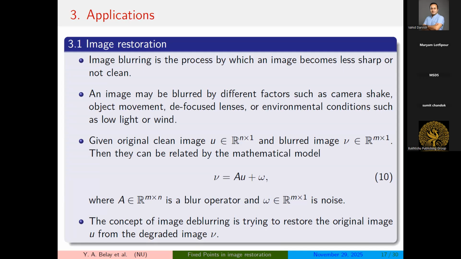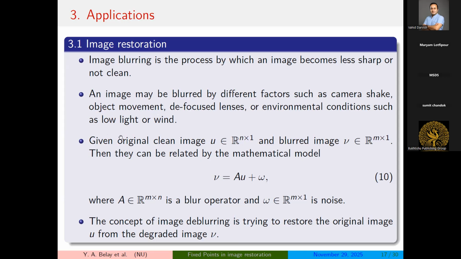So when we restore images, first we need to have a blurred image. What do we mean by blurred image? Blurring is a process by which a given image becomes less sharp or not clear, not clean. It can be caused by different things, maybe camera shake, movement of the object under consideration, defocused lenses, and other factors like wind, light, and so on.